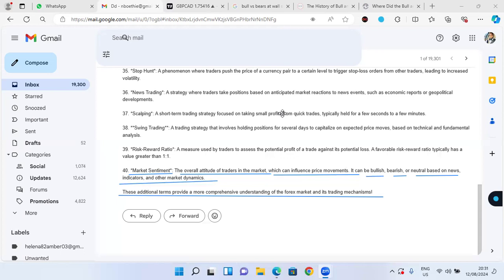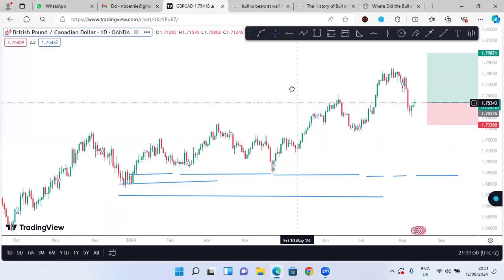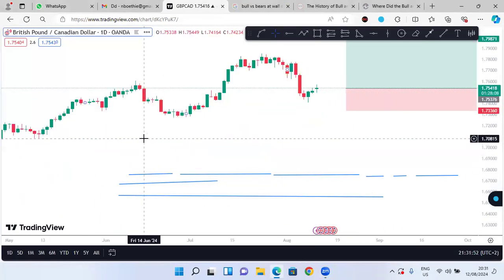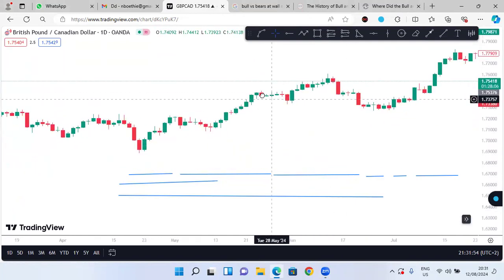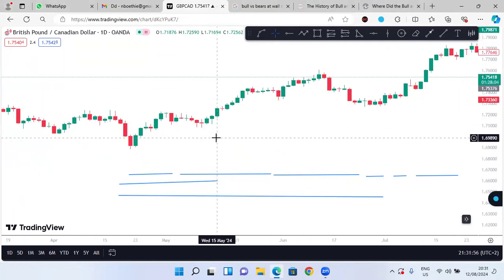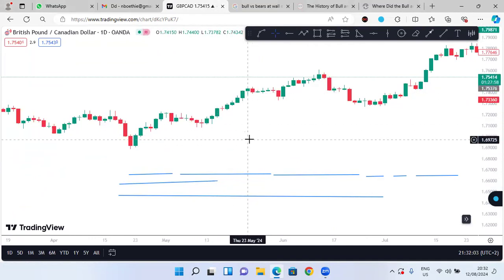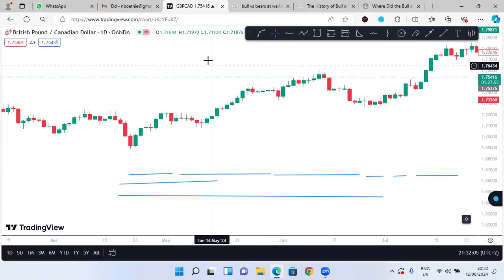Tomorrow we'll have a look at Japanese candlesticks. These things that we see here, some of them look like candles, red, some of them blue or green. What are these things and how do you interpret them? They mean something in the Forex market. That is what we're going to look at tonight.